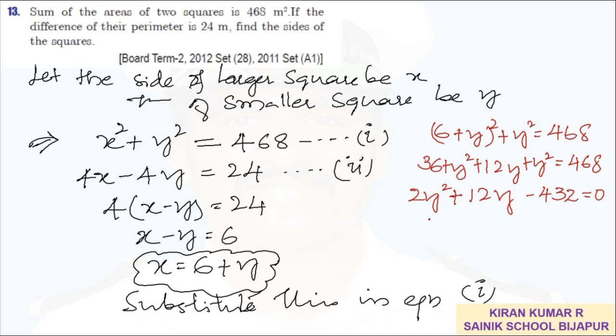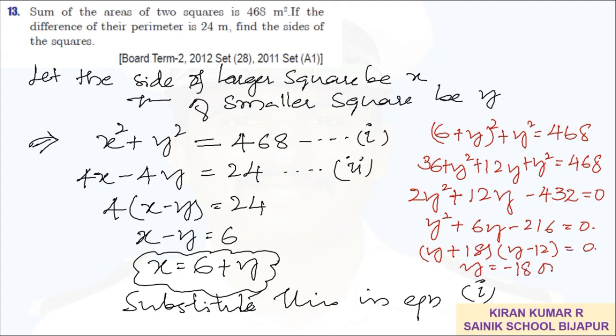We can take 2 common. If 2 is taken common, we'll be getting y square plus 6y minus 216 equal to 0. Now what to do? 216 is 18 12 times. Yes, 18 12 times. Therefore I can split the middle term as positive 18 and negative 12. So I'll be getting final result as y plus 18 into y minus 12 equal to 0. So y values are negative 18 or positive 12.